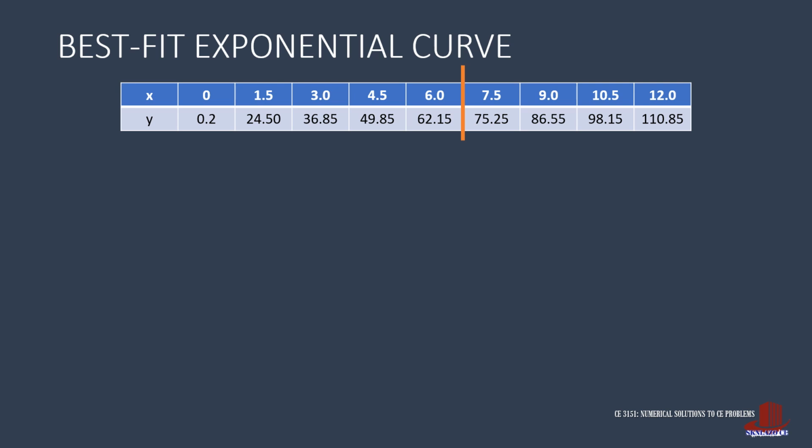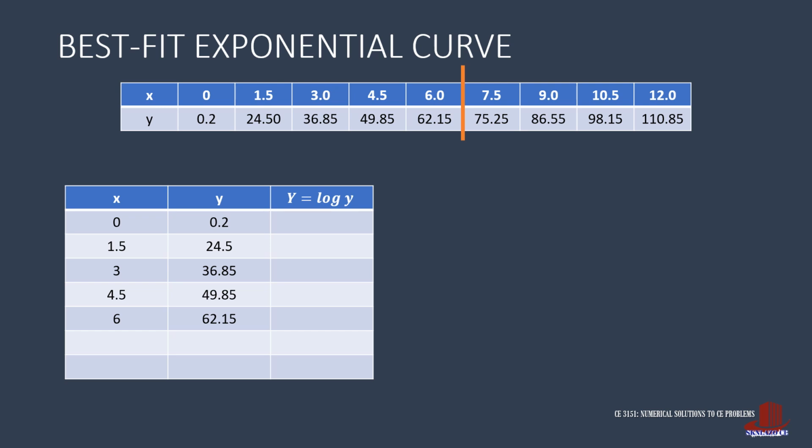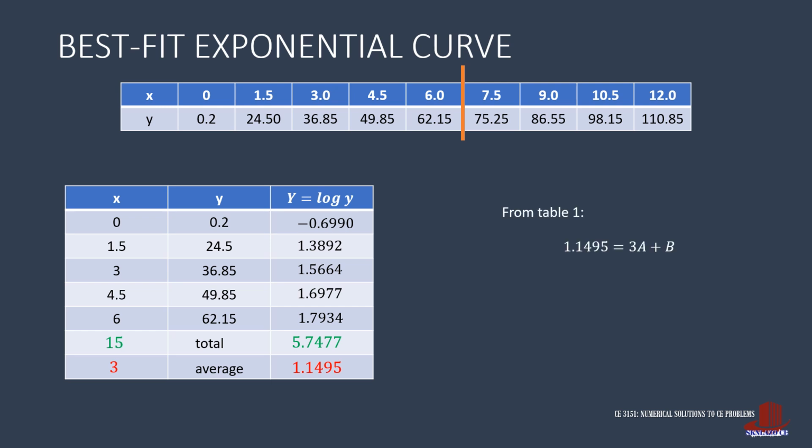Lastly, take the best fit exponential curve this time, with the first table, which includes x of 0 to 6. The logarithm of y are then placed in the table. Then we take the total to solve for the average later. The total of x is 15, and capital Y total is 5.7477. By dividing these by 5, we take the average, which turns out as 3 for x and 1.1495 for y. So the function from this table is 1.1495 as equal to 3a plus b.